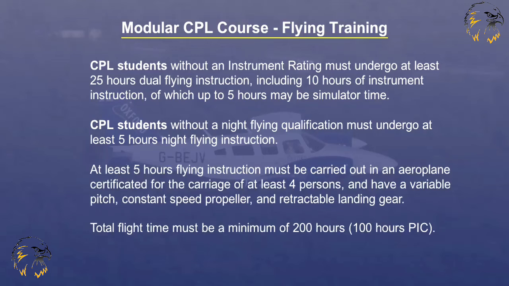At least 5 hours of flying instruction must be carried out in an aeroplane certificated for the carriage of at least 4 persons, and have a variable pitch, constant speed propeller, and retractable landing gear. The CPL via the modular route will not be issued unless the applicant has obtained at least 200 hours flying experience, of which 100 hours are as the pilot in command. The other requirements are identical to those needed when following the integrated path.